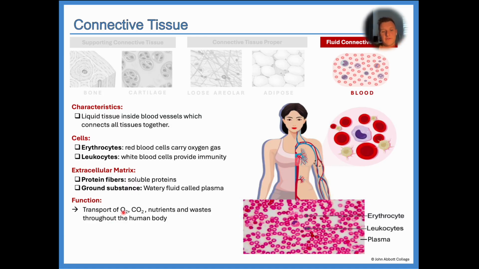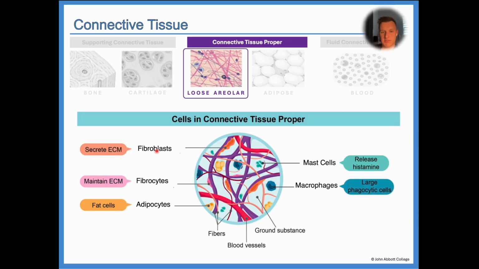And so the function of blood is to transport oxygen and CO2 and nutrients and wastes through the human body, right? That's kind of the big general idea of blood. So that's what we have for our blood.